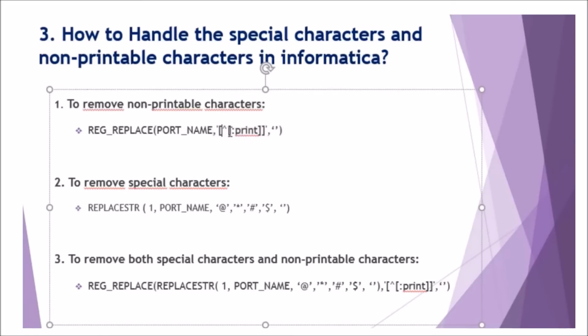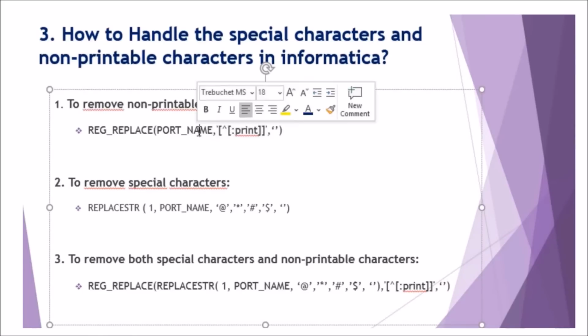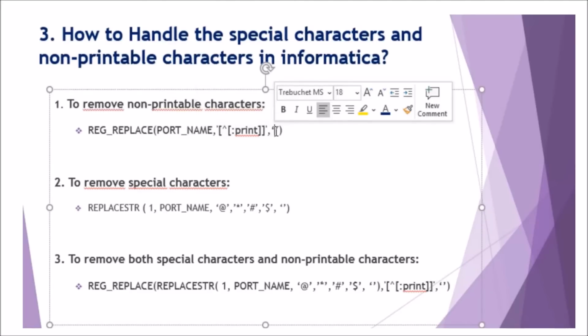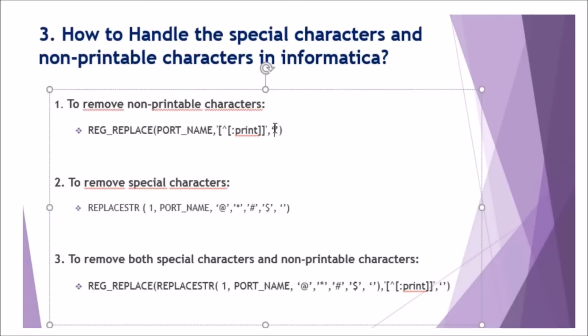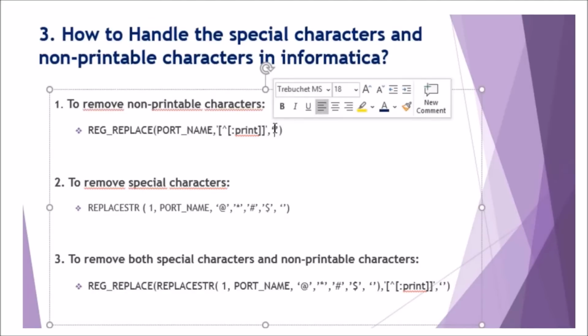For non-printable characters we have to pass a cap of print, how I am showing here. Like this we have to pass the second attribute so that it will identify the non-printable characters in whichever column we are passing. If we find these non-printable characters, then it just replaces them with the empty string. Here I'm just passing quotes, nothing else. If you want to replace with any other characters, then you can pass them in the third attribute in these quotes.